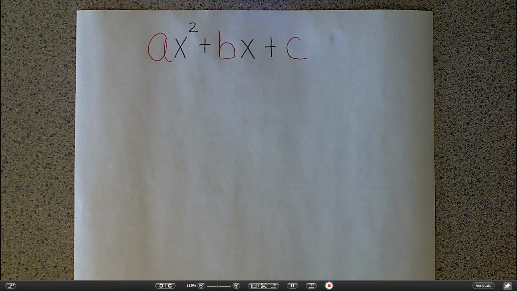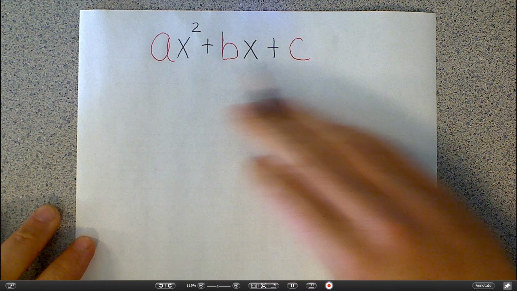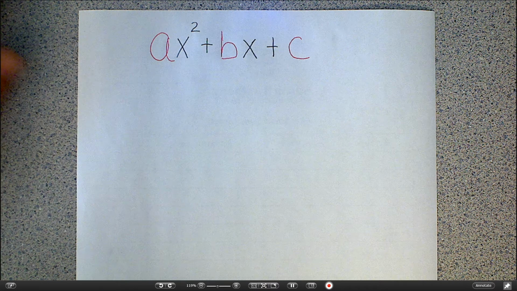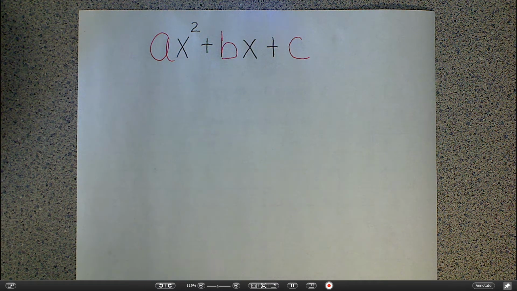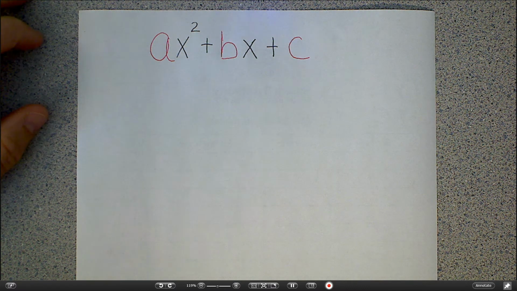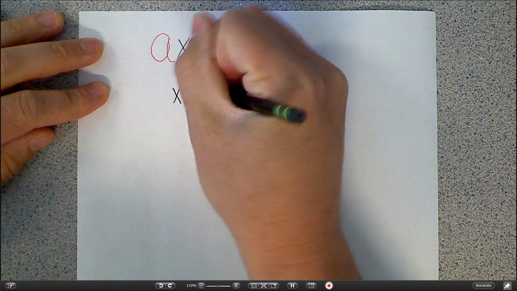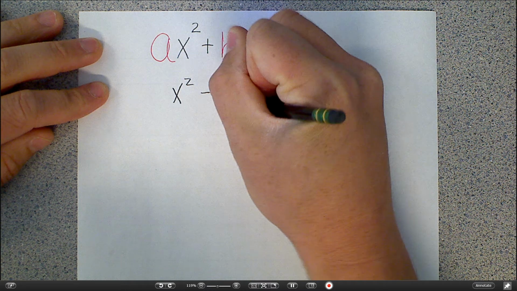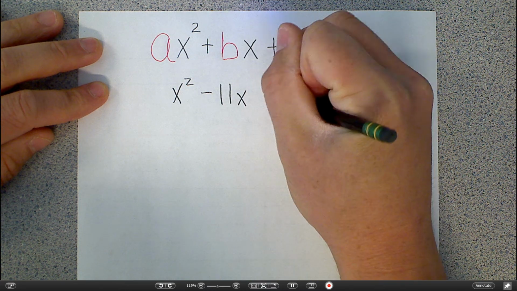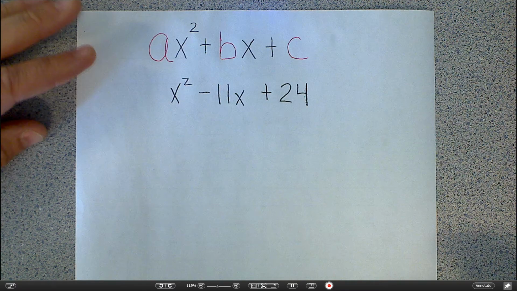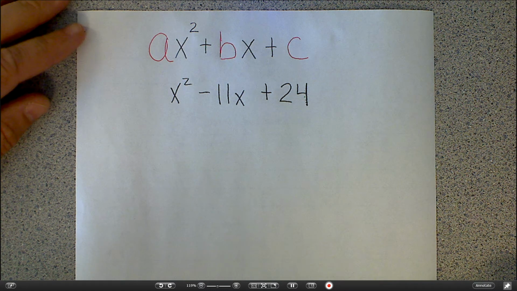All right, hello everyone. At the end of last week, we learned how to factor any quadratic that's in what's called standard form, which is written here, ax squared plus bx plus c. And the trinomial that we looked at at the end of the week was this one. It was x squared minus 11x plus 24. And this video is just going to recap this process, which I call splitting the middle to factor this quadratic.